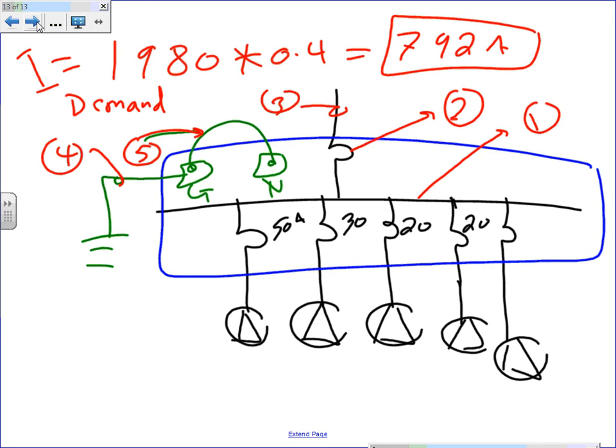So I'm going to go size these. Piece of cake now, based on 792. Any question guys about these? The branch circuits are easy to size. Okay, so let's go to number 1. Double pole breakers. Yep. So these will be 50 and the 30. This will be 2 pole. This will be 2 pole. This will be 2 pole. This will be single pole.